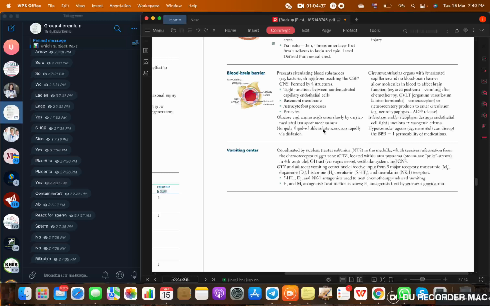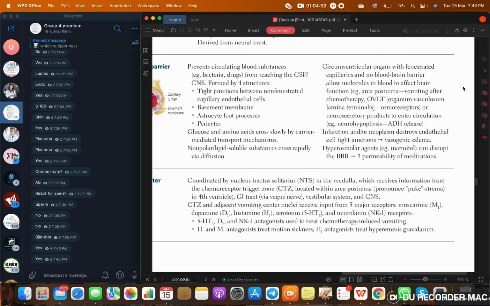Hydrophobic? What do you think? Hydrophobic will go to the brain? Yes. Hydrophobic is the same as saying lipophilic. Okay, circumventricular organs with fenestrated capillaries and no blood-brain barrier allow molecules in the blood to affect the brain function.